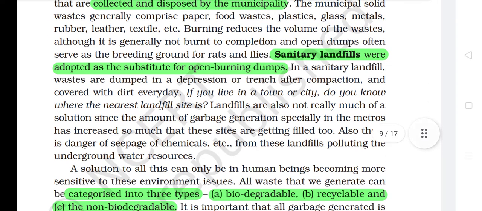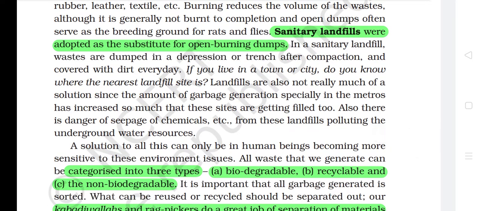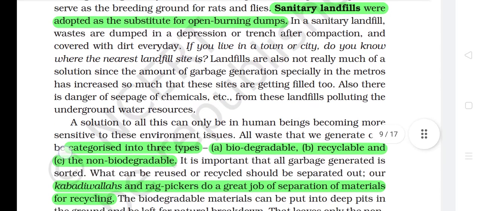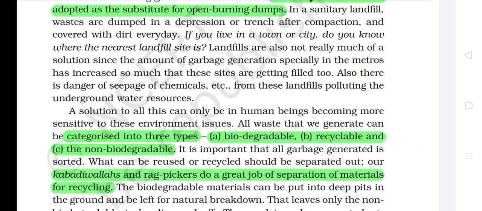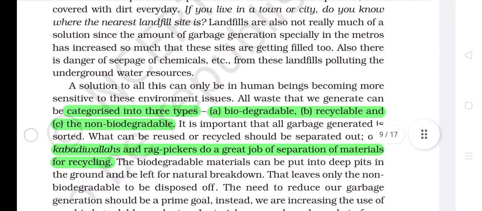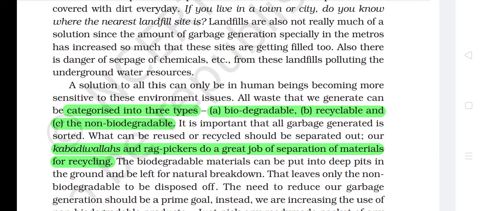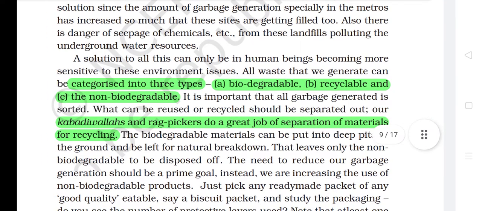Sanitary landfills are adopted as a substitute for open burning dumps. In a sanitary landfill, waste is dumped in a depression or trench after compaction and covered with dirt every day. If you live in a town or city, do you know where the nearest landfill site is? Landfills are also not really much of a solution since the amount of garbage generation, especially in the metros, has increased so much that these sites are getting filled too. Also, there is danger of seepage of chemicals etc. from these landfills polluting the underground water resources.